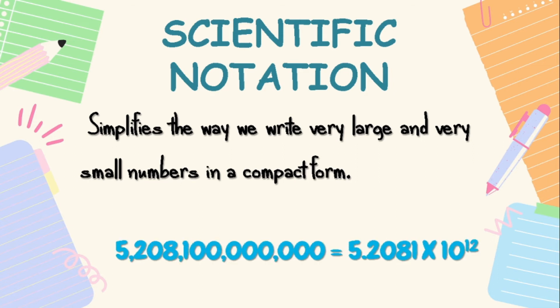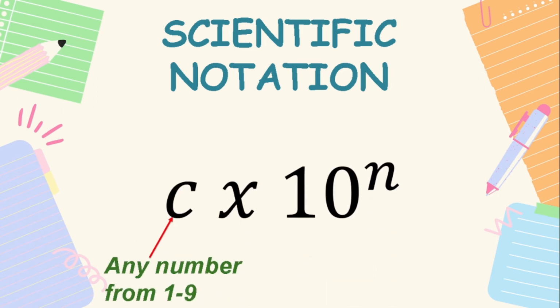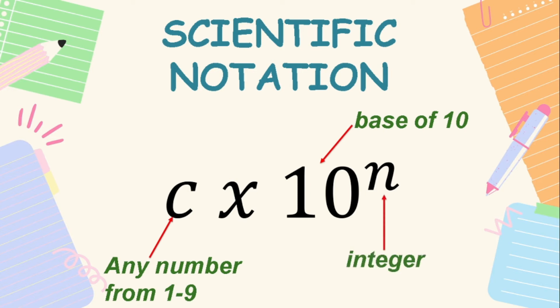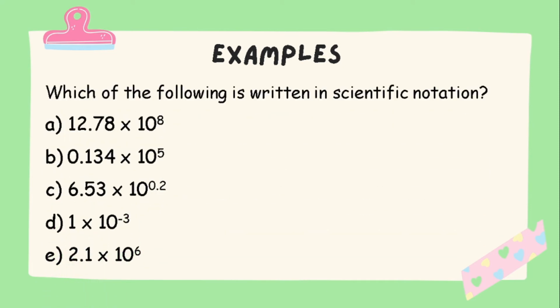In a nutshell, scientific notation is composed of a number part called coefficient or C. This is a number greater than or equal to 1 but less than 10, or any number from 1 to 9, multiplied to a number with base 10 raised to an integer power n. Applying the definition we have a moment ago, try answering these examples on your own. You may pause the video while answering.